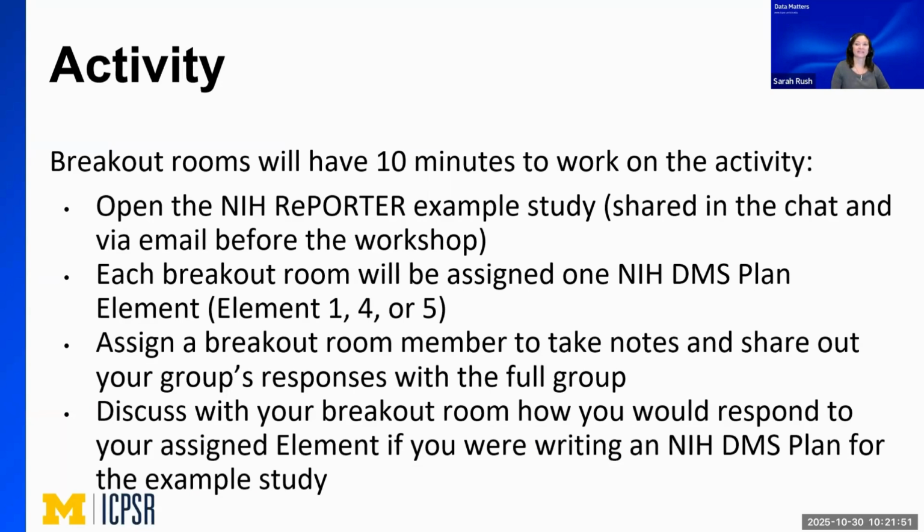Within your group, we ask that you discuss how you would respond to your assigned element if you were writing an NIH data management and sharing plan for the NIH reporter example study that we shared in the pre-workshop email and that I'll share again right now in the chat. You will have 10 minutes to work on the activity, and to maximize time, we suggest that you take a moment to open the links that I just shared so you're ready as soon as we go into the groups. We also ask that you assign a breakout room member to take notes and share out your group's responses with the full group once we come back together.